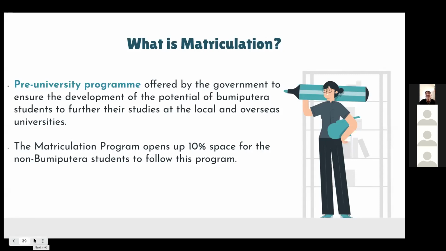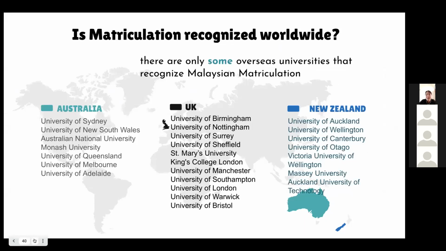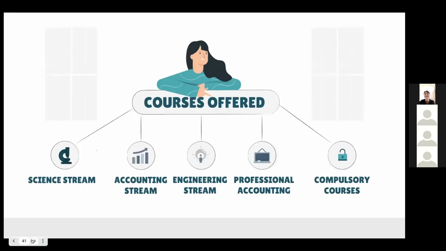Yeah. And next, the most frequently asked question is, is matriculation recognized worldwide? The answer is not really, but there are some overseas universities that recognize Malaysian matriculation, such as Australia, UK, New Zealand. And starting this year, Kyoto University in Japan has officially recognized matriculation as well. All right, next.